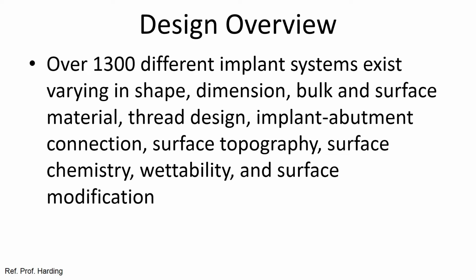So let's have a look at design overview. Well, there's over 1,300 different implant systems on the market today to choose from, and there are varying shape, dimension, bulk and surface material, thread design, implant abutment connection, surface topography, surface chemistry, the wettability of the surface, and the way in which the surface has been modified.